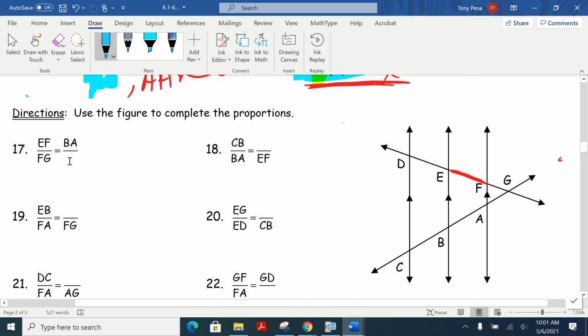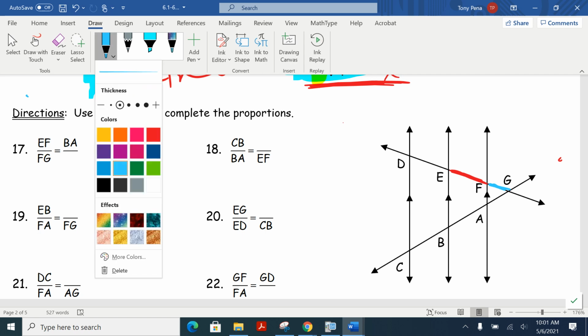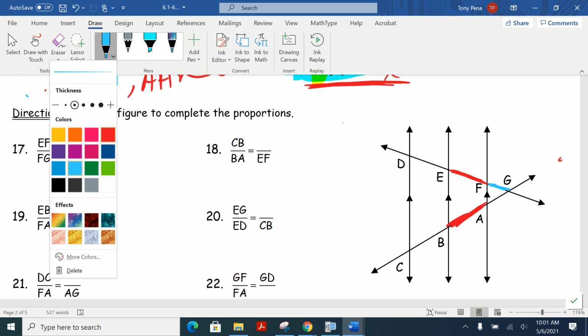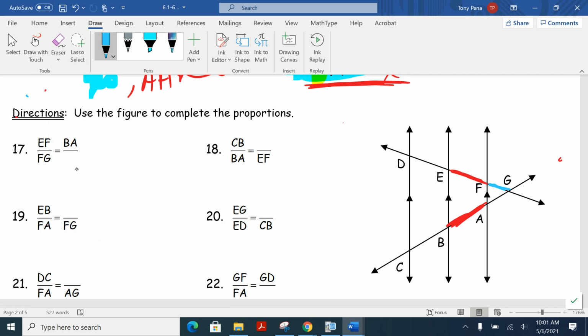All right, so EF is in red, and then that is compared to the F and the G. The numerator I did in red, the denominator in blue. So then this numerator I'm going to do in red, that's BA. So hopefully, do we all get that that has to be compared to this guy right here, the little triangle? So that should have been a G. All right. One more, 18. Do 18, and then we'll call it a day.